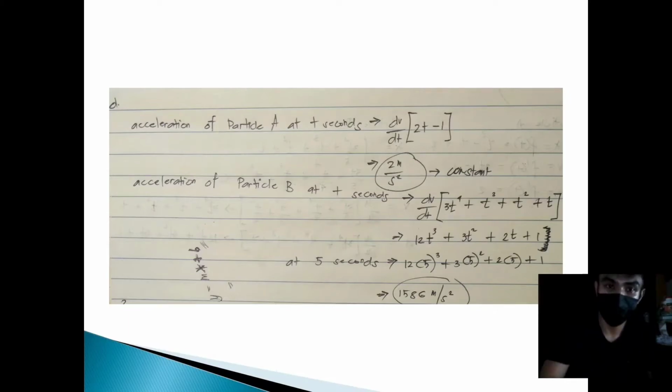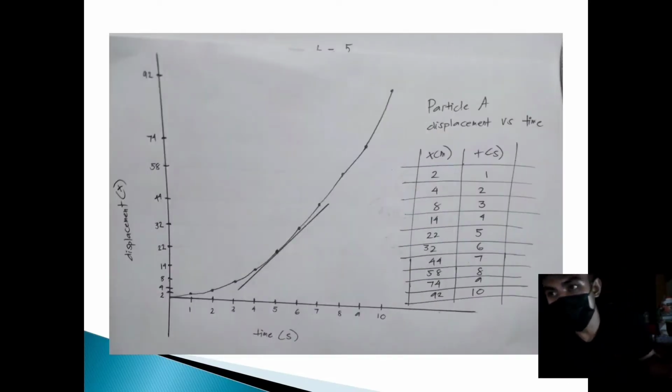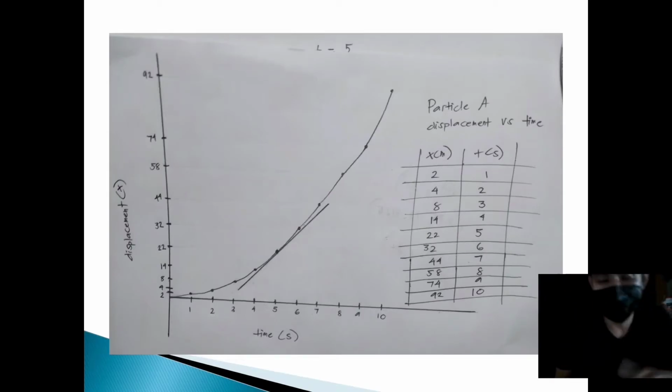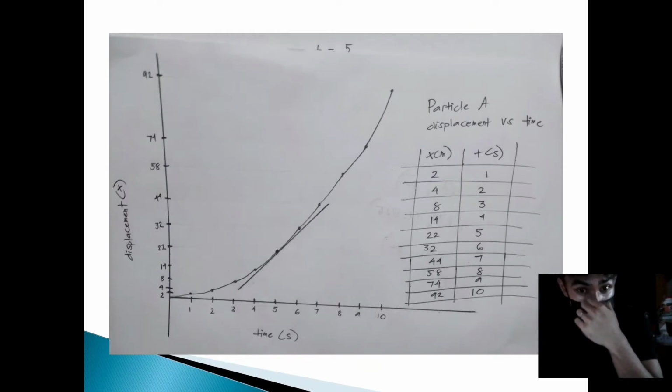Okay, so number 2, we're going to plot. This is only focused on particle A. We're looking for the acceleration and instantaneous velocity of particle A. So what we graph is only particle A, the displacement versus time graph of particle A. This is not a perfect graph, as you may have noticed, because of the y-axis and the x-axis, the graph is not a perfect parabola.